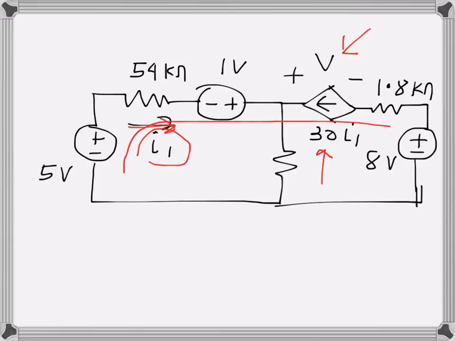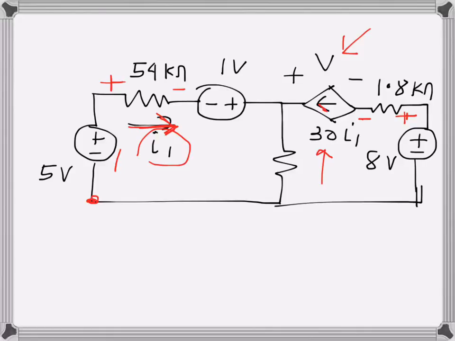So basically for this loop I will write KVL. I will start from here and go in the clockwise direction. I will write rises as positive and drops as negative. The current I1 is given in this direction, so the drop will be here in this direction, and this current 30 I1 is in this direction, so this drop will be here. Now I will start going in this direction.